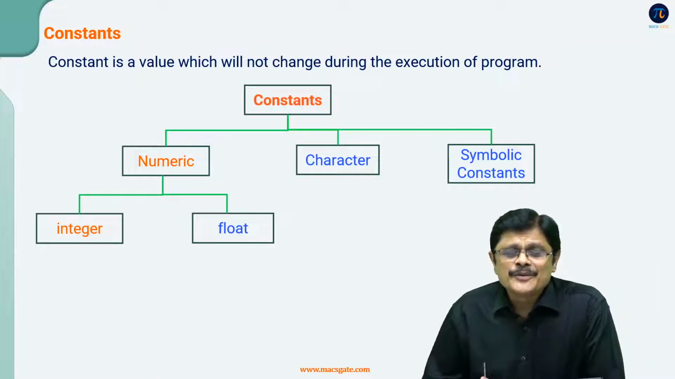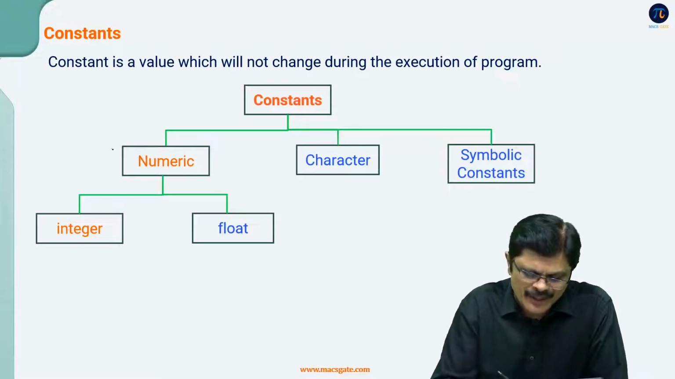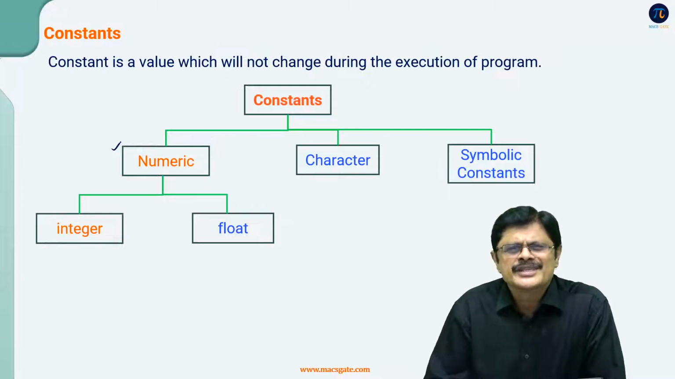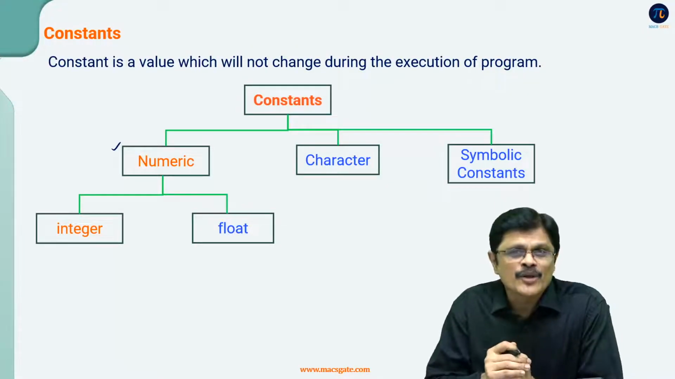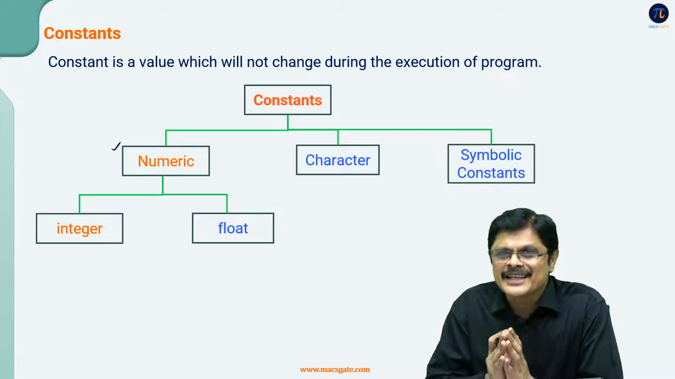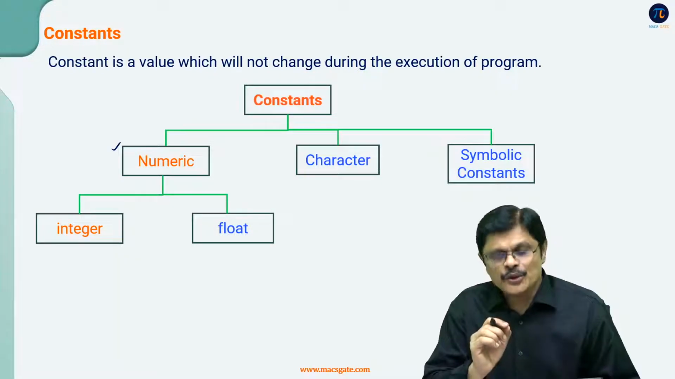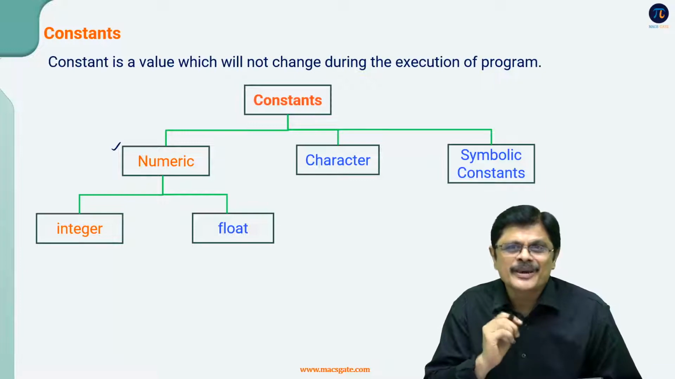A constant is a value which will not change during the execution of the program. And in C language, we have different types of constants like numeric constants, character constants, string constants and symbolic constants. The symbolic constants will be discussed in detail under preprocessor directives, so we are not discussing them in this particular session. First we start with the numeric constants.